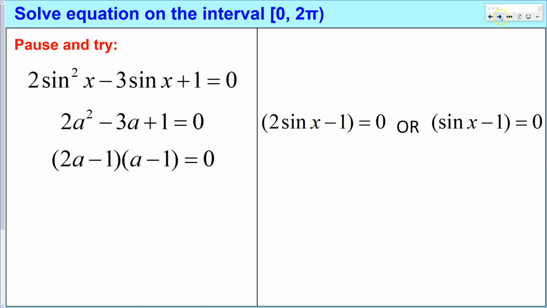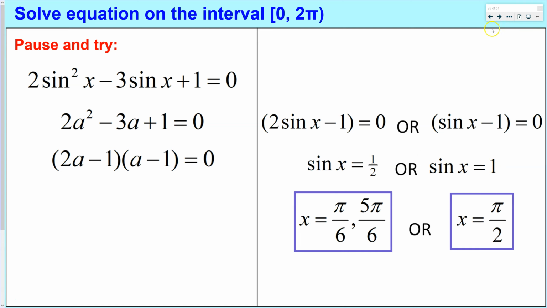Isolate the trig function. So on the left-hand side, we're going to add 1 and divide by 2. On the right-hand side, we're going to add 1. And then we're going to think on our unit circle, where does that happen and where does that happen, if at all? So right here, that happens at pi over 6 and 5 pi over 6. And right here, that happens at pi over 2.